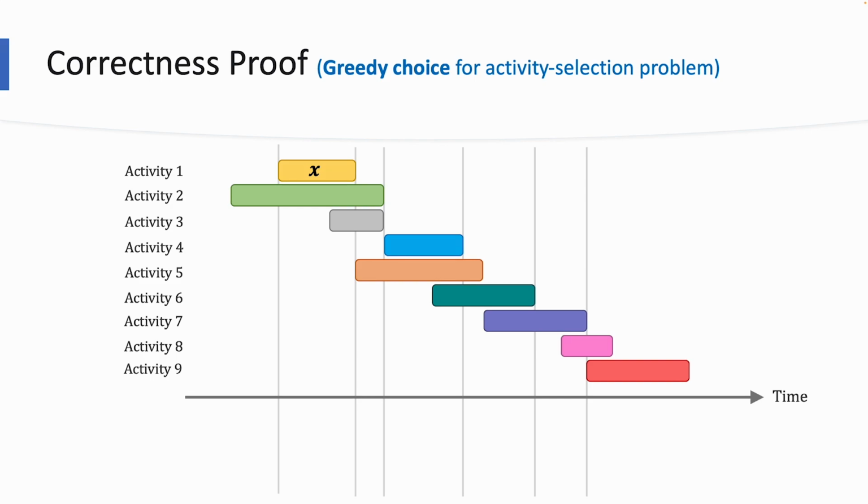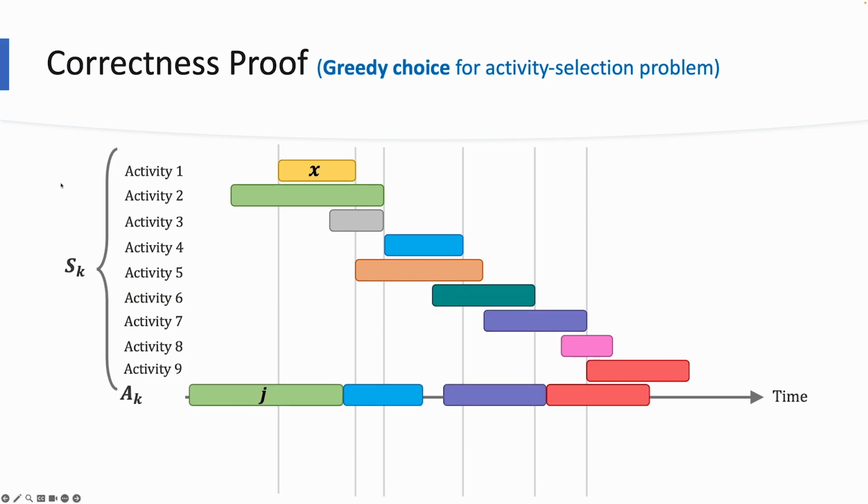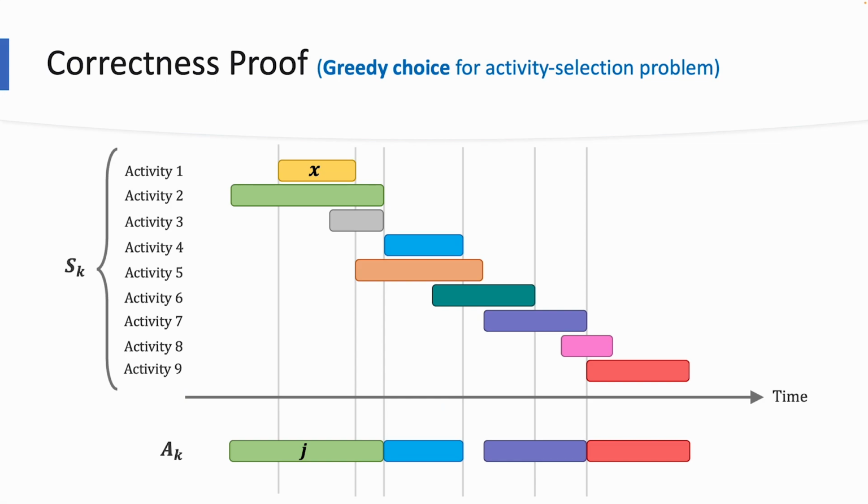Suppose we define a bunch of variables visually here. Suppose SK is the entire list of activities, and we have an optimal subset of activities that we're going to call AK. I'm also going to bring that into this picture. AK is one optimal subset, a subset of the original problem. Please note that there may be more than one optimal subset, and we just saw that with the previous example. So let's introduce a key element here, J.